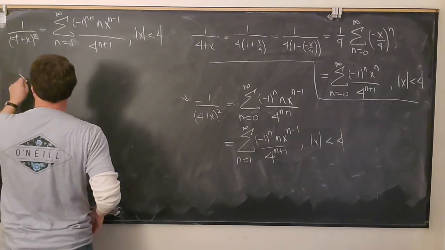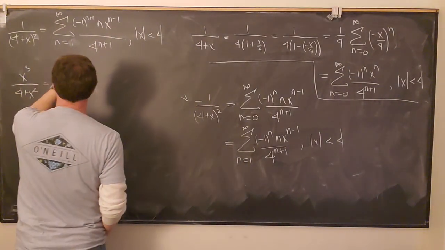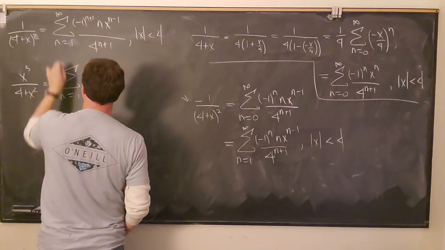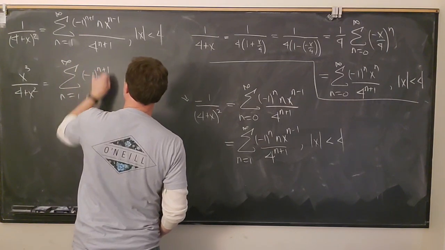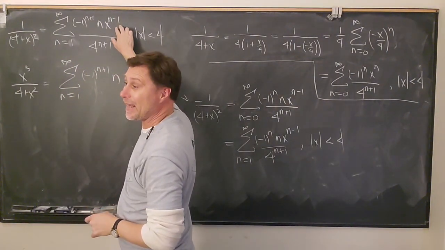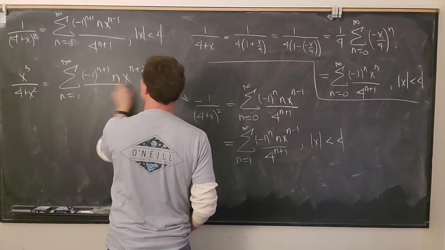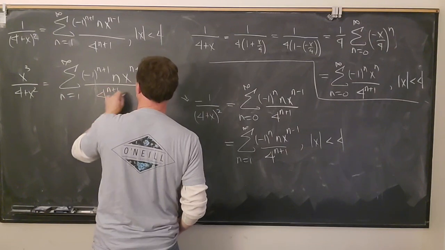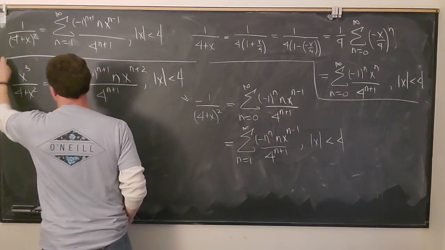And so x cubed over 4 plus x squared is going to be the sum n equals 1 to infinity of minus 1 to the n plus 1. And now if I multiply through by x cubed, adding exponents means this will be x to the n plus 2, over 4 to the n plus 1, and the same radius of convergence.